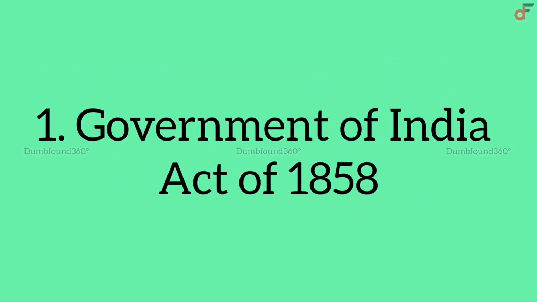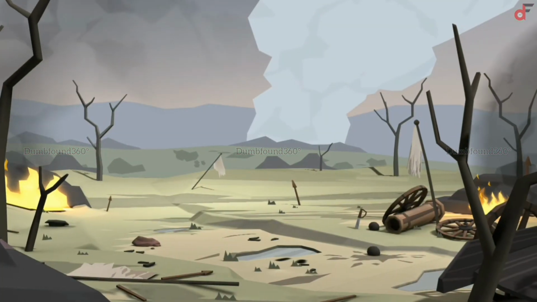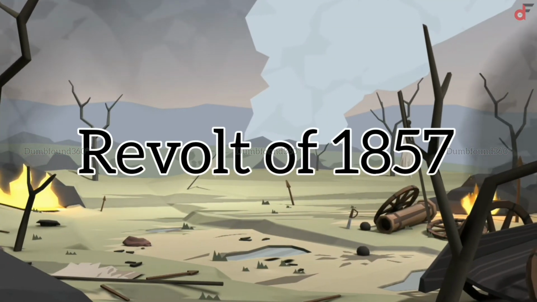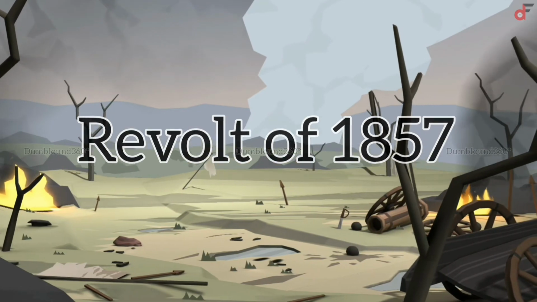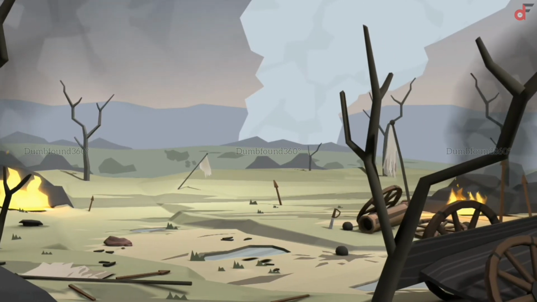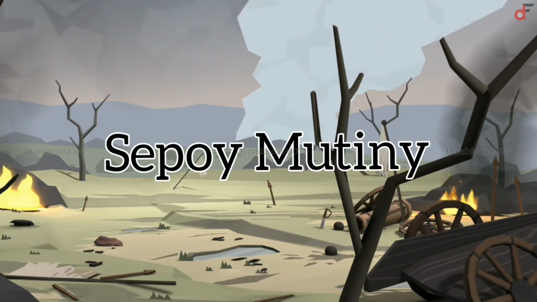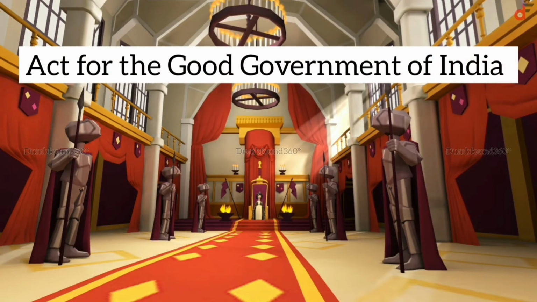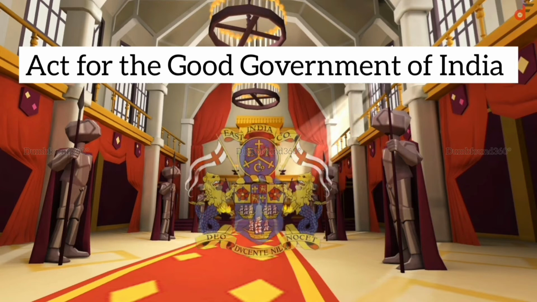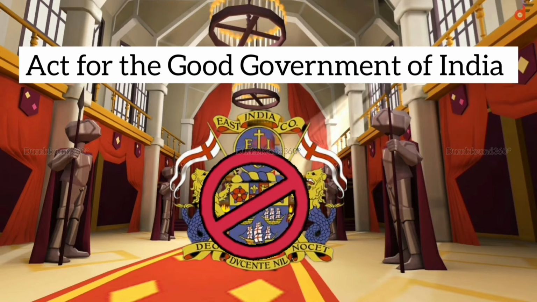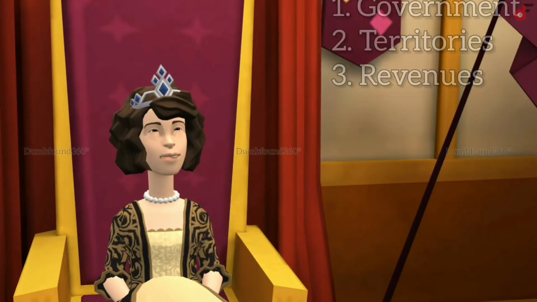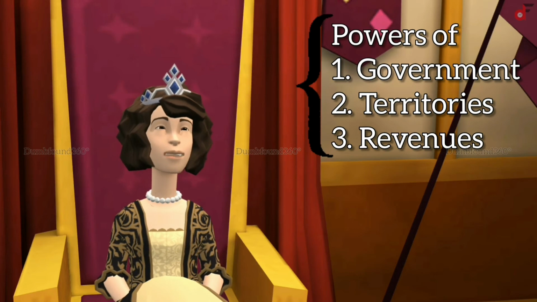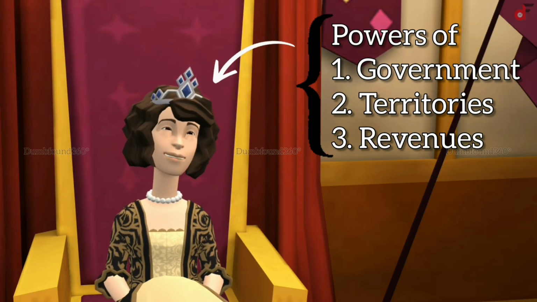Government of India Act of 1858. This significant act was enacted in the wake of the revolt of 1857, also known as the First War of Independence or the Sepoy Mutiny. The act, known as the Act for the Good Government of India, abolished the East India Company and transferred the powers of government, territories and revenues to the British Crown.